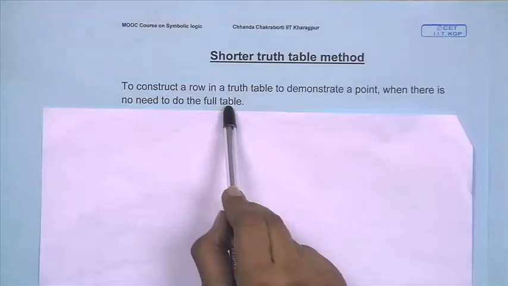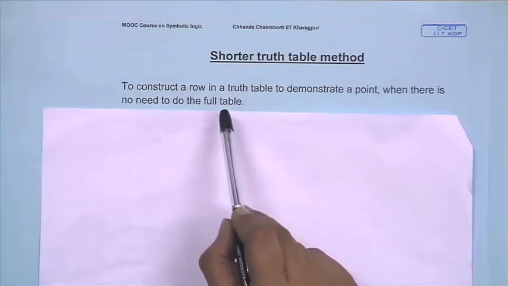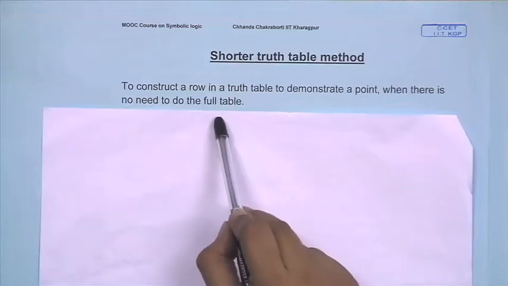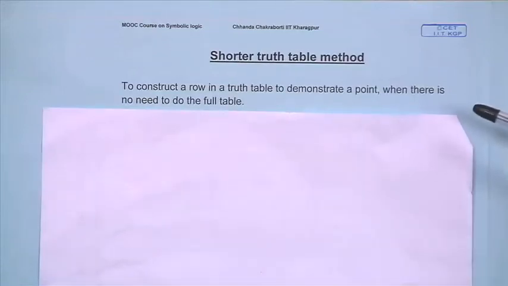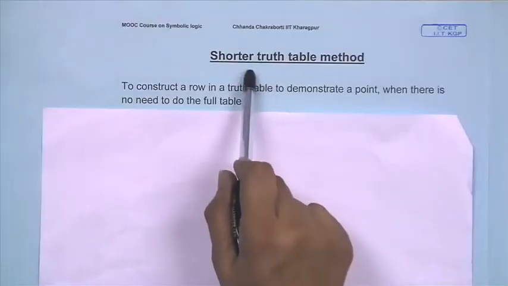There will be occasions and there will be required situations when you must construct a full truth table. But there are also other situations where the problem deserves that you construct just one row and the point is taken care of. And that latter kind of situation is where you are going to use the shorter truth table method.